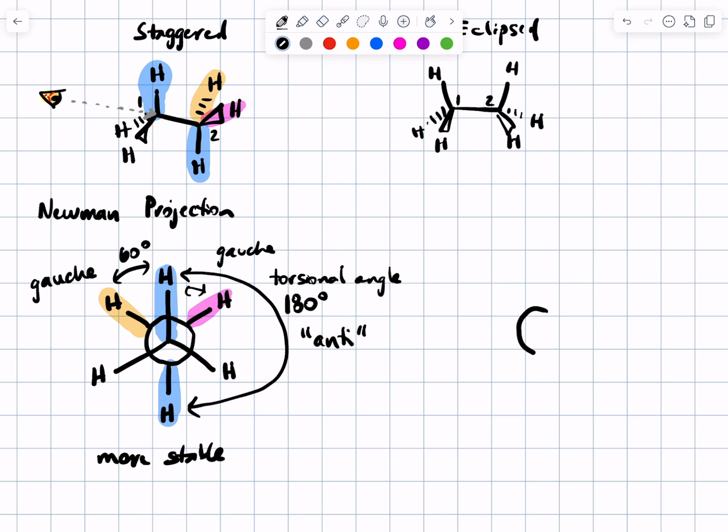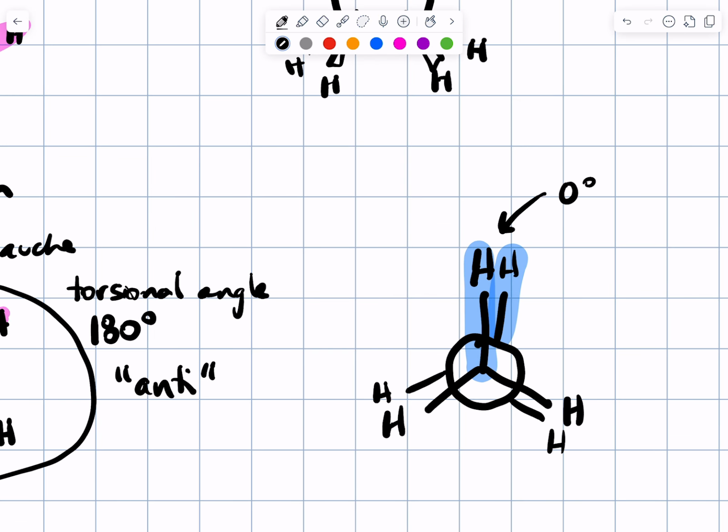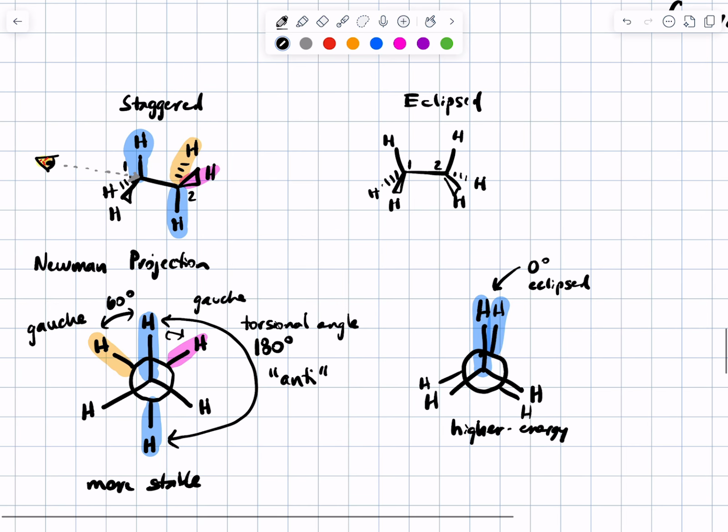If we do the same Newman projection of the eclipsed conformation, what you would see is the CH bonds in the front are perfectly lined up with the CH bonds in the back. Now we can't draw that exactly, so I'm going to draw a little bit of an offset, but when you see something like this, that means that it is in an eclipsed conformation. The two blue hydrogens have a 0 degree torsional angle and they are eclipsed. And this is higher energy because of electron-electron repulsion.